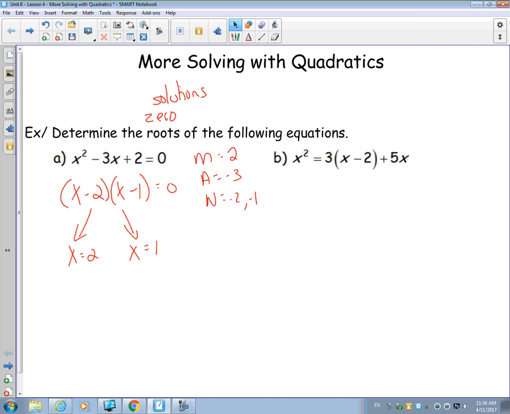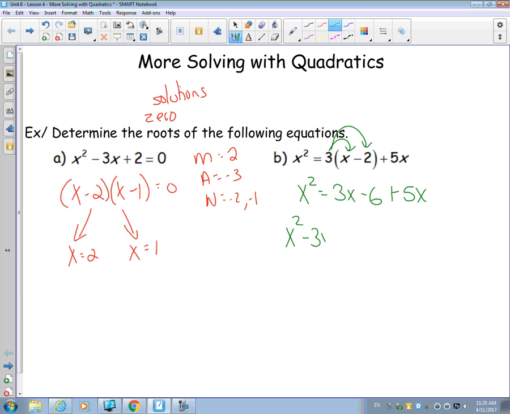If we try the second one, is it in the right order? Definitely not, and it's not equal to 0. In fact, it's got brackets in it. So the first thing we want to do is get rid of our brackets. We're going to distribute and distribute. And then we're going to rearrange this. I want to put everything on the left-hand side so that I can put it equal to 0 and also put it in standard form while keeping my squared term positive.